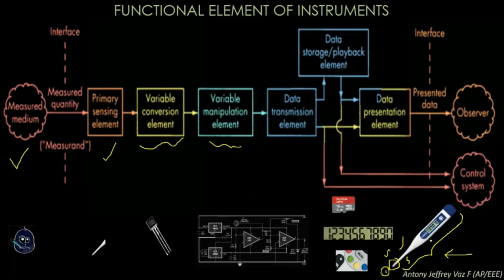and the variable manipulation element, okay, we have done this. Variable manipulation element is the circuitry which is present inside the thermometer, and the data presentation element is the LCD screen which is present in the thermometer, and the control system is the button which is used to control the thermometer, and the data storage element is the memory device, that is EEPROM or SD card, which is present in the thermometer, which helps the doctor to store all the patient data in the thermometer itself. So this is the complete functional element of a measuring instrument. Okay.